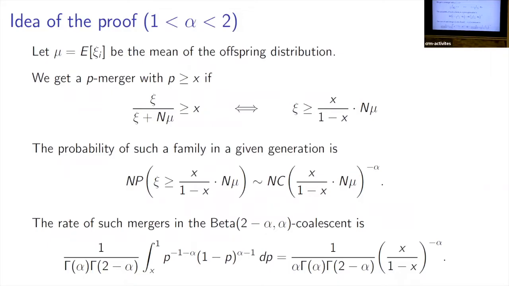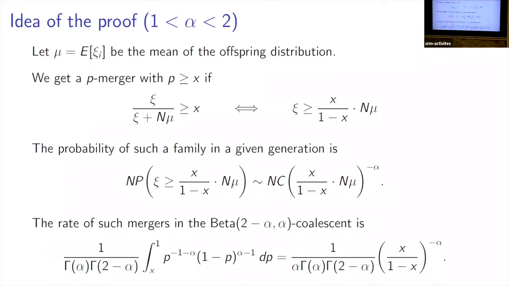Now, I want to comment on why the beta coalescent describes the genealogy in this model, and I'm going to focus on the case where alpha is between 1 and 2, so that the offspring distribution has finite mean, which I'll denote by mu. Now, let's suppose that some individual has psi offspring, perhaps an unusually large number.